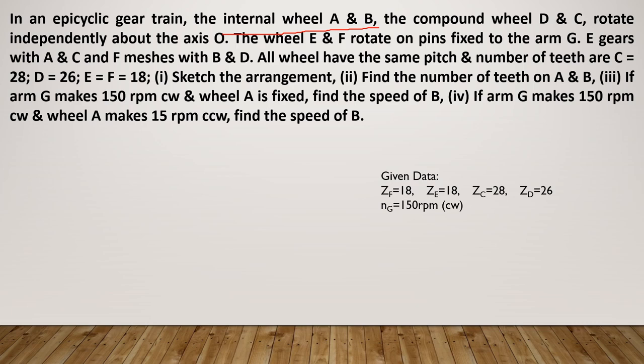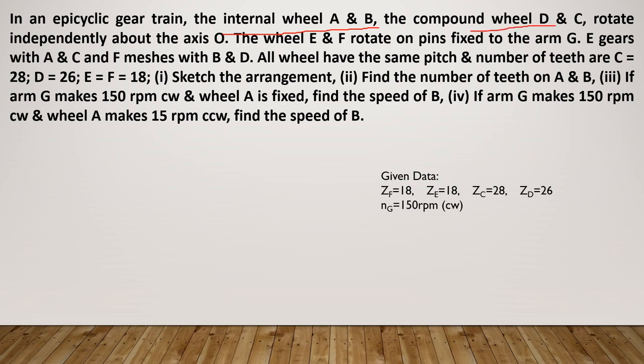It's not external teeth, there is an internal teeth. So there are two gears A and B which have internal teeth. So it is understood that whatever the remaining gears are there, they should be inside this gear. So these two gears are very big gears. Okay. Next, the compound wheel DC.